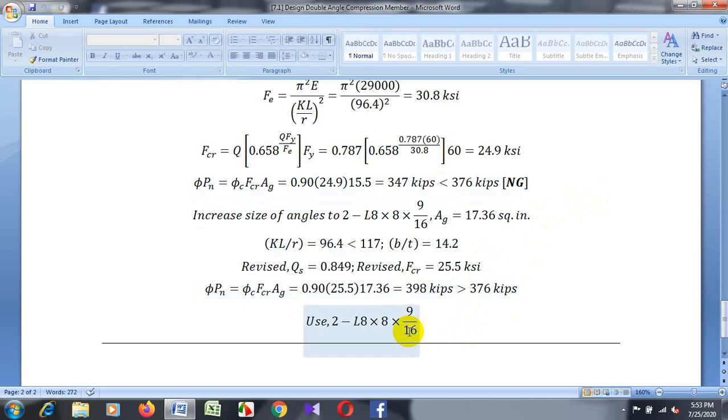Now the final design section is two angles, width 8 inch, length 8 inch, and thickness 9/16.